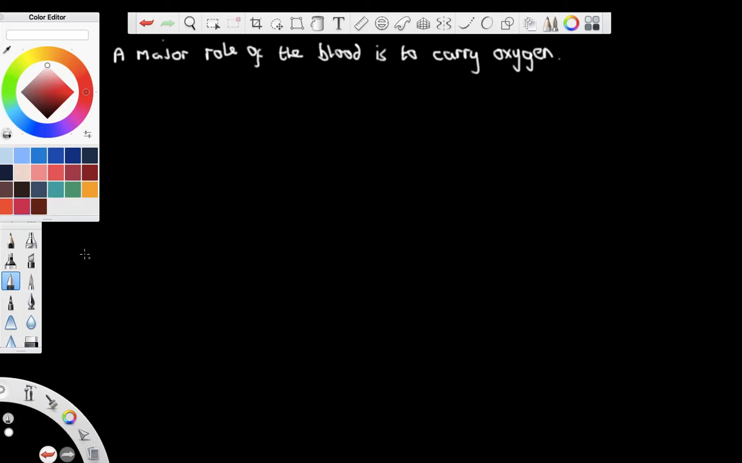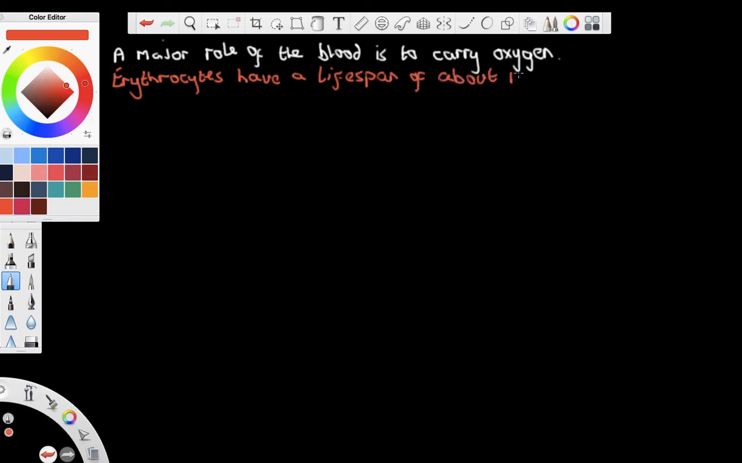Okay? So we can say that erythrocytes have a lifespan of about 120 days and are replaced by the bone marrow.